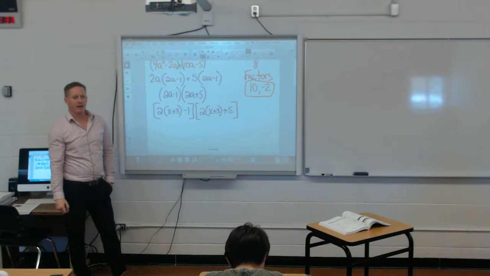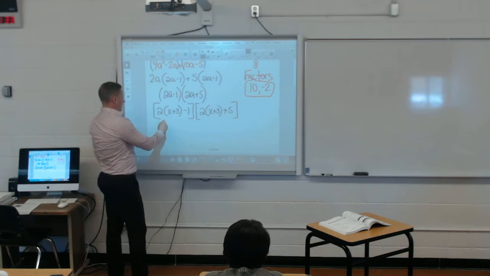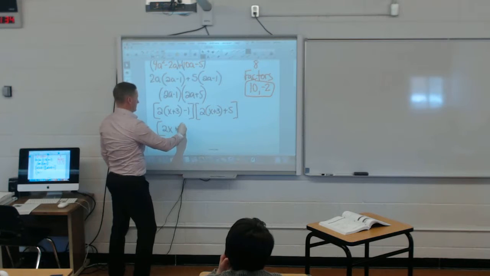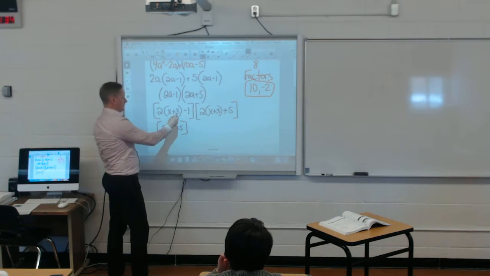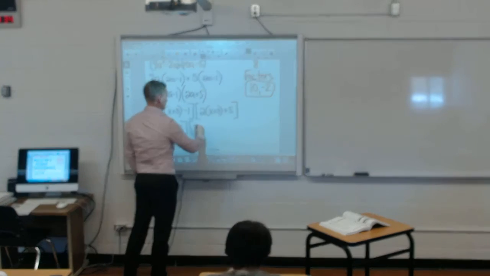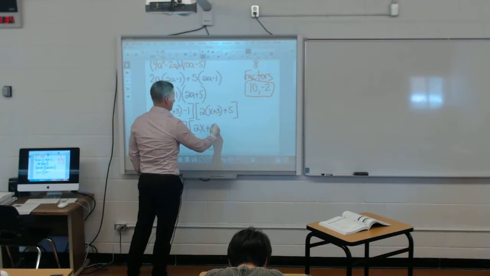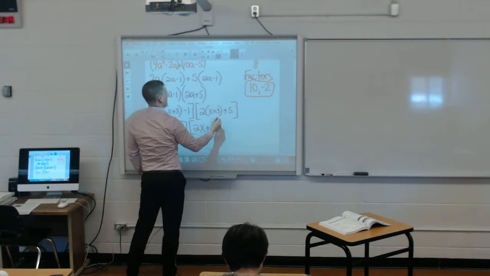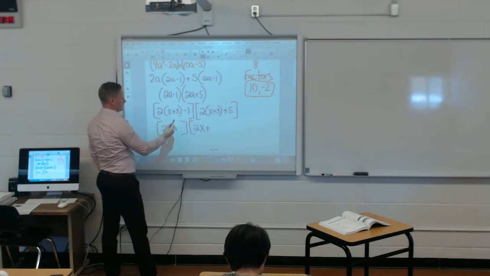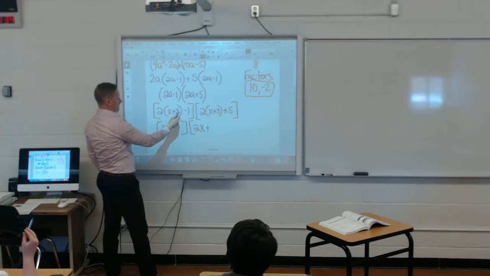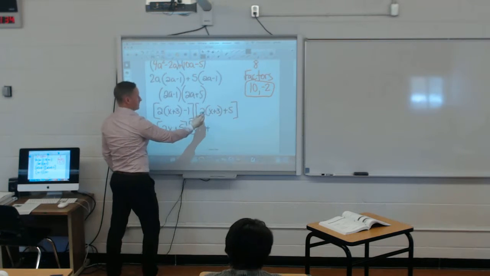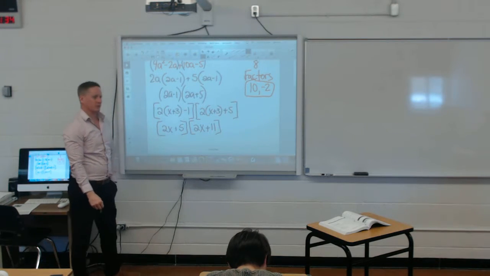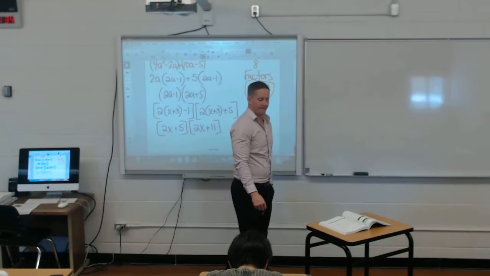There, and then get rid of the inside brackets again. Subtract 1 is 5. Oops. No, I didn't do that right. 4. Okay. Oh no, I was right. 2x plus 6 subtract 1. 6 subtract 1 is 5. 2x plus 6, 6 and 5 make 11. There's your final solution.